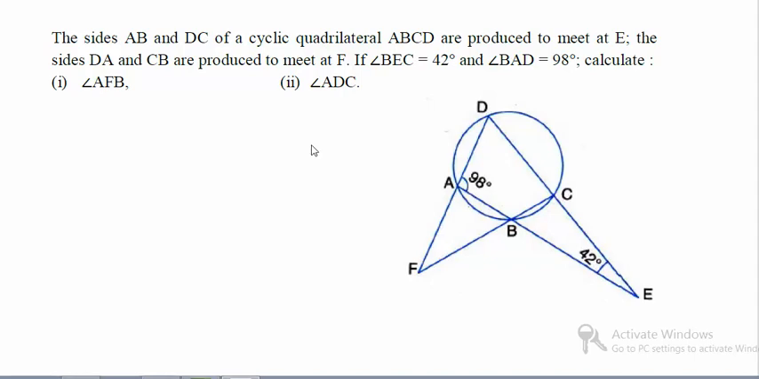Okay, so let us try to understand the solution of this particular question. We already have a figure with us, so the calculations should become easier. Let us try to look at the figure as and when we read the question.